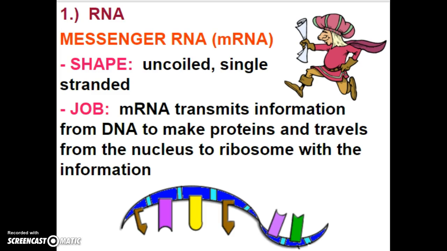And just like a bike messenger, the messenger RNA travels from the nucleus, which is where all the DNA is, to the ribosome with that information. And remember, the ribosomes are the protein makers of the cell. So if you need to get your information about what proteins are to be made, you're going to need to travel from the nucleus to the ribosome. So the job of mRNA is to transmit that information from nucleus to ribosome, carrying the message.